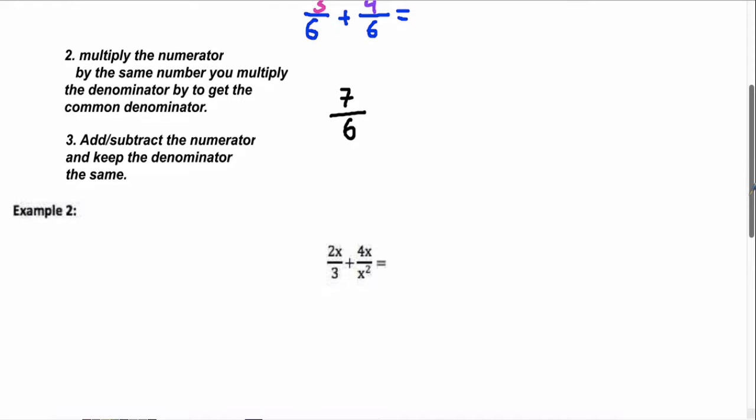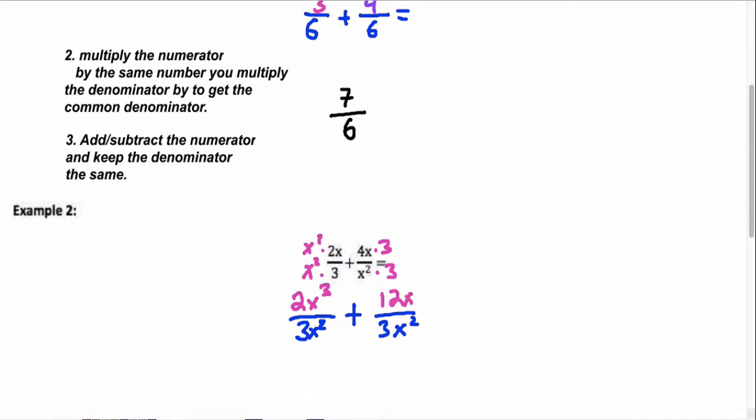So find the common denominator. Well, if one is not a factor of the other, then we're just going to multiply them together. So we get 3x squared and 3x squared. Now, I had to multiply this 3 by x squared. So I'm going to multiply the numerator by x squared, and I get 2x cubed. Here I had to multiply x squared by 3. So I'm going to multiply the numerator by 3, and I get 12x.